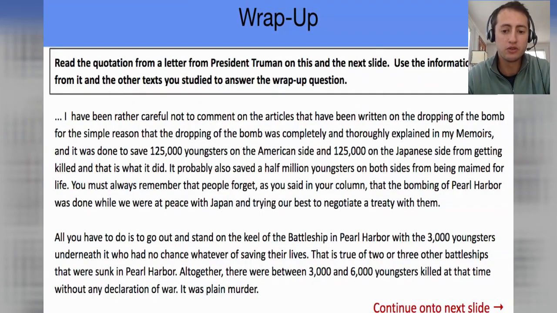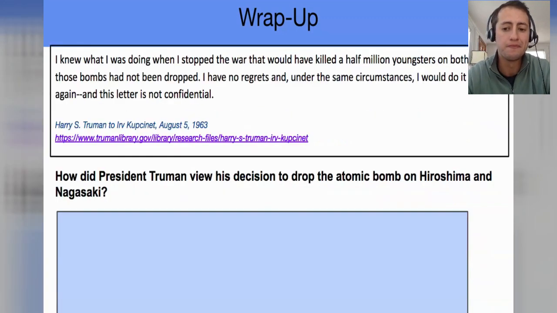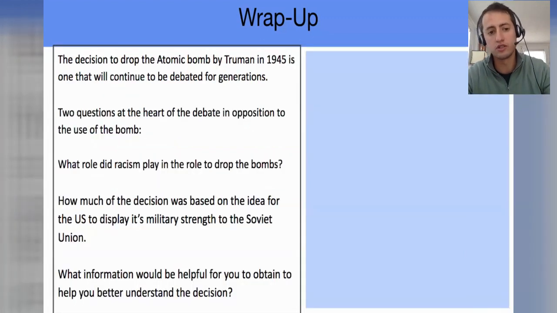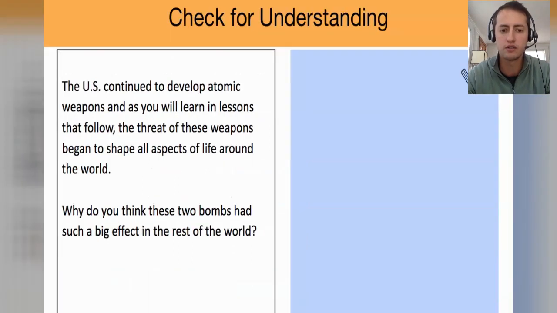The wrap-up includes a reflection by President Truman, where he talks about that he doesn't regret any of his decisions because it saved American lives. And students will just be answering a reflection question on that. And then there is also an additional wrap-up here, which discusses potential questions around the debate of using the bomb. This is a good place for a discussion, or you can use this as an additional wrap-up question if you want students to write their answers.